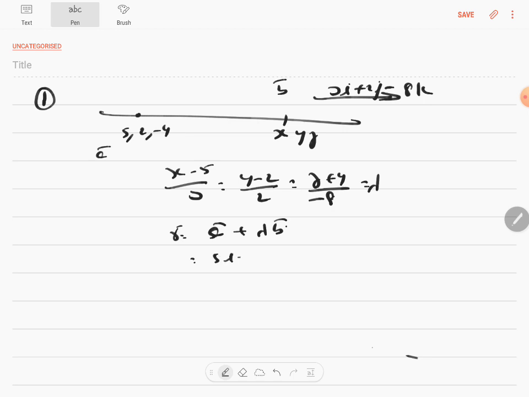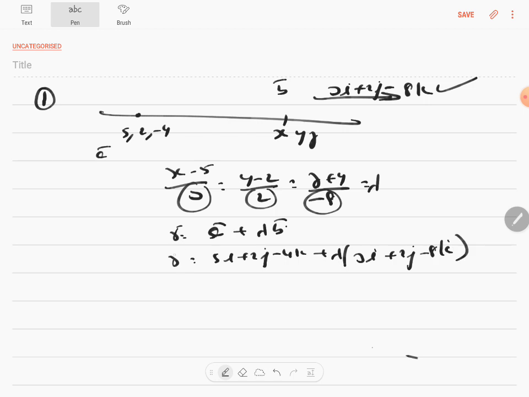So 5i plus 2j minus 4k plus lambda times the b vector, which is also the denominator, the one which is on the top, which is 3i plus 2j minus 8k, and that is the vector form. So that answers the first question. Okay, let's go to the next question.